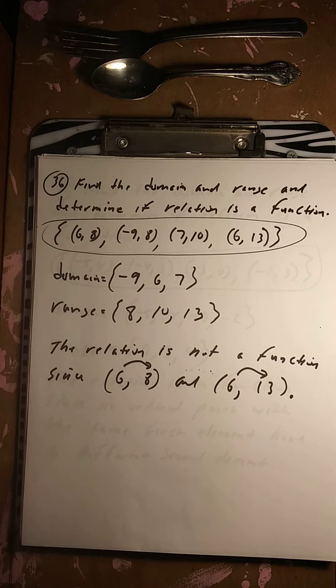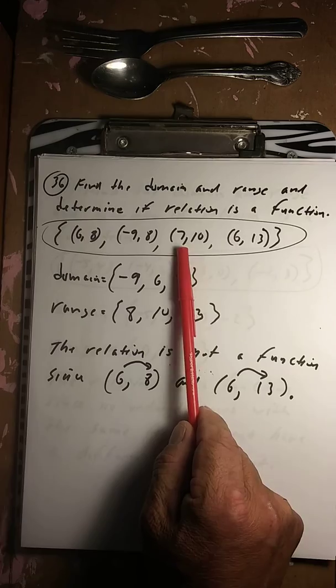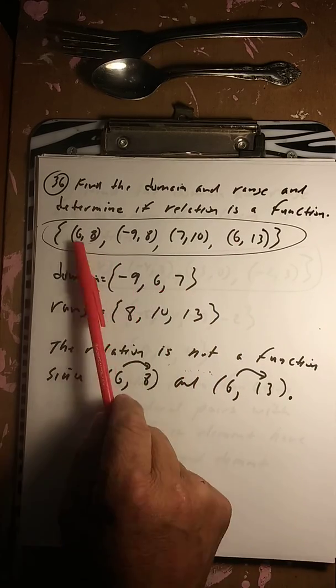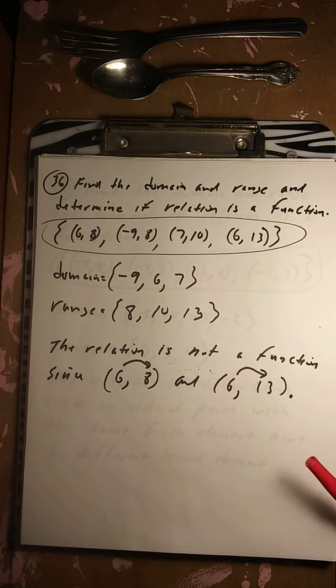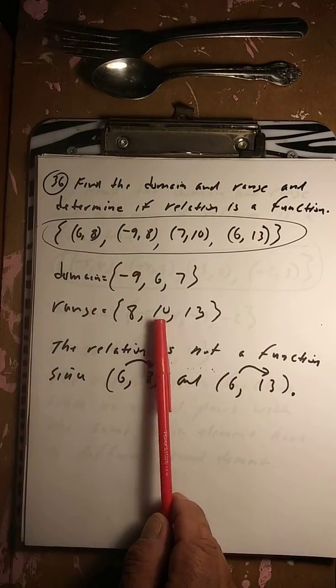All right, find the domain and the range and determine if the relation is a function. Domain is all the first numbers. See that 6, the -9, the 7, the 6, all those numbers again: -9, 6, and 7. Don't repeat the 6, it's already there. And the range is all the second numbers. What are the second numbers? 8, 8, 10, 13. So 8, 10, 13, there it is.